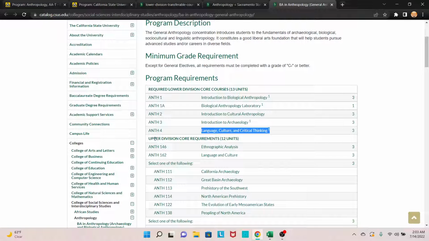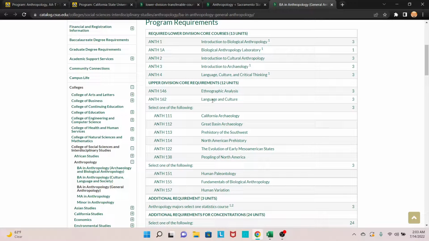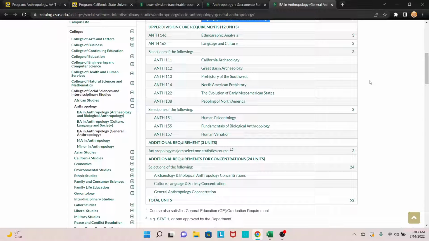I would also have to take the upper division core, which makes sense because since it's upper division, I can't transfer lower division classes into it, which is 12 units. So I have to take these 2, one of the following, then one of the following. Okay. So that would be 12 units plus the additional 3 right here, which would be 15 for this program.